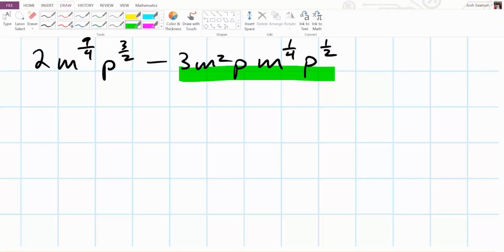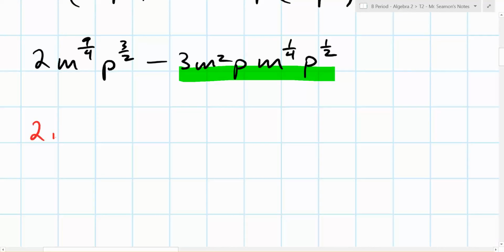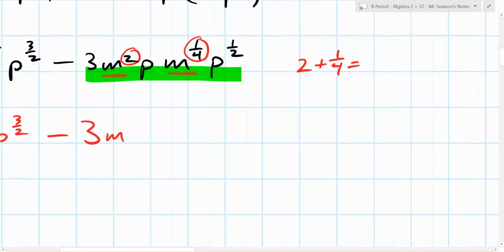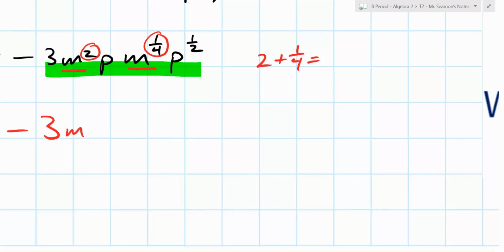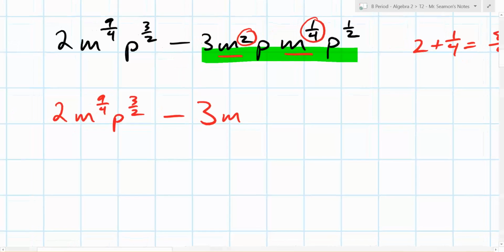There's p's and the m's, right? So let's leave this one alone. 2m to the 9/4, p to the 3/2, minus 3, well, it's m squared and m to the 1/4. So how many fourths is that? 2/4. Nope. You add these. 9/4, correct. What is 2 plus 1/4? You multiply 2 times 4 and then add the 1 to get 9 over 4, plus 1/4 is what? 9 over 4. Yes, nice. So it's 9/4.